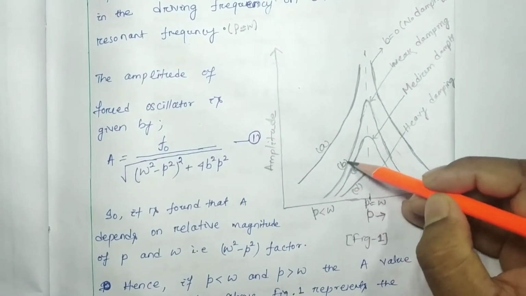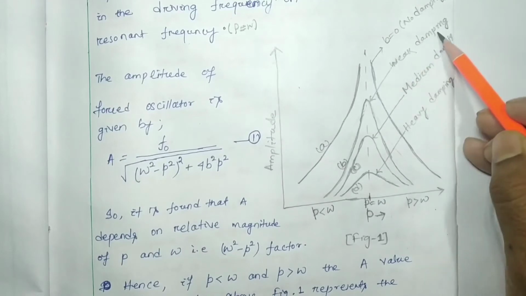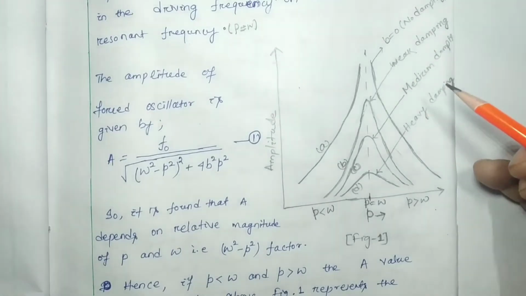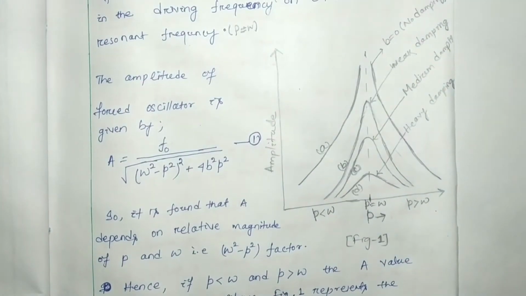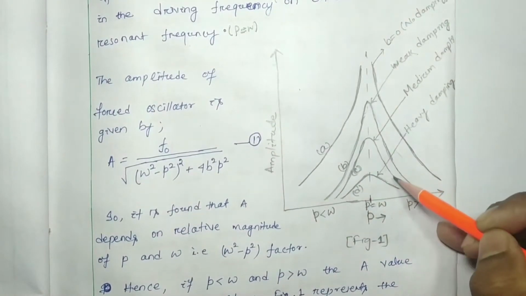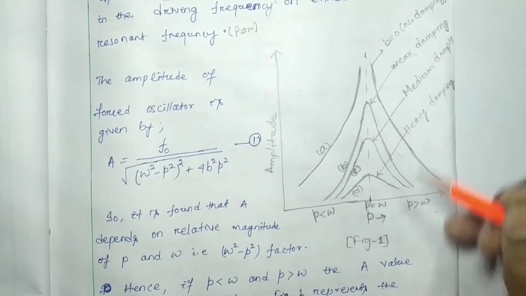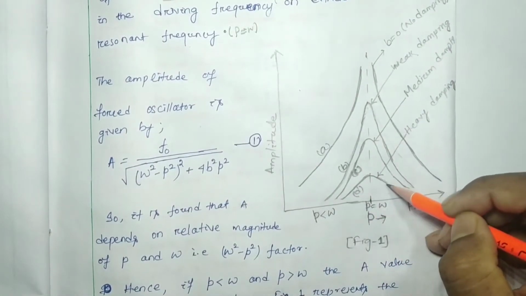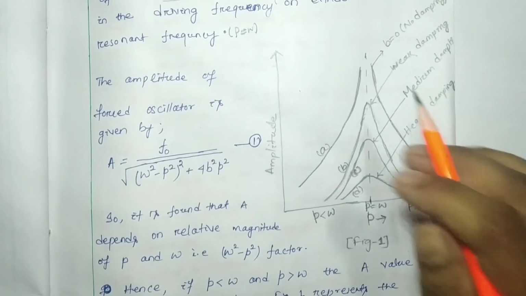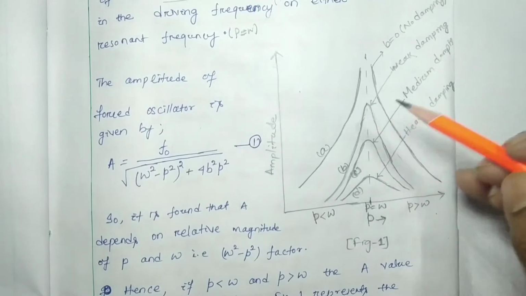This curve B is weak damping, weak resistance we can consider, and this is curve C. This curve C represents medium damping, and this is heavy damping. So these are the variations of amplitude.